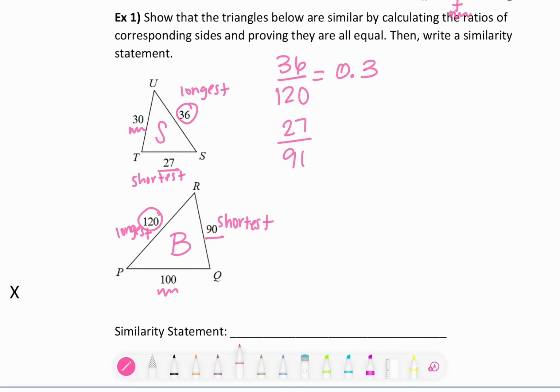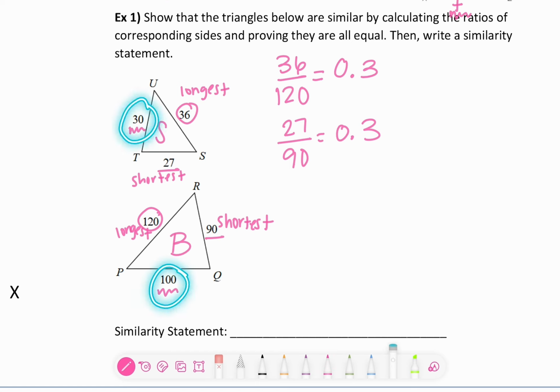That corresponds with 90. 27 divided by 90 is going to give us 0.3 again. And then we can do that one more time with the last pair of sides, which is going to be 30 and then 100. Okay? So 30 divided by 100, which is 0.3 again. So all of the ratios are equal. So we have just shown that they're similar by calculating all the ratios. All the ratios are equal.